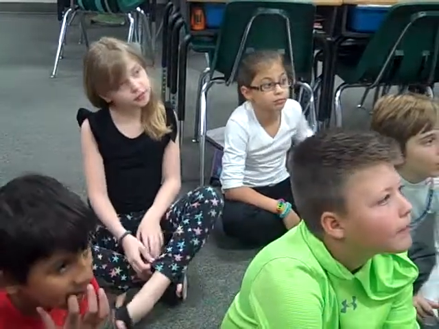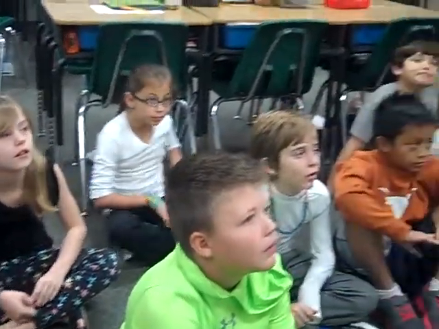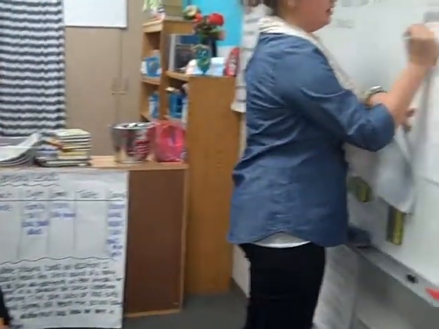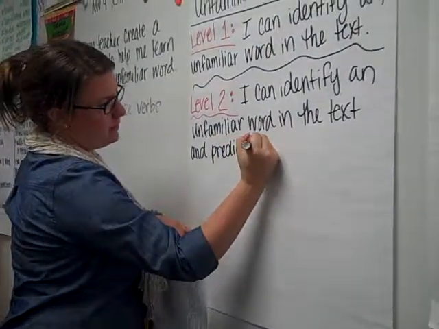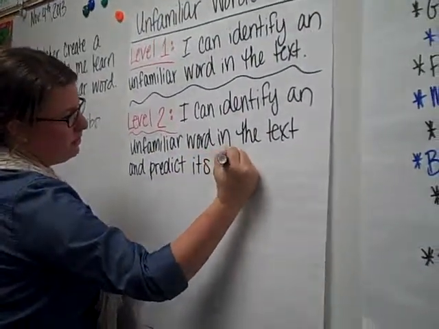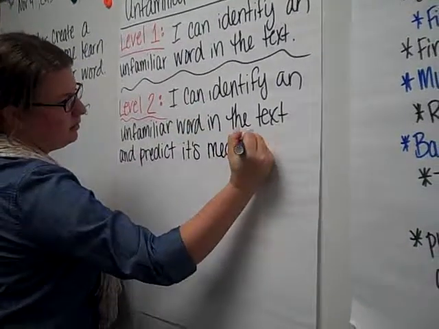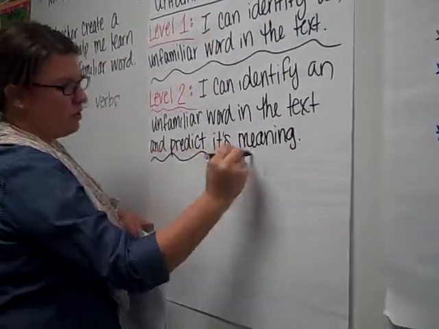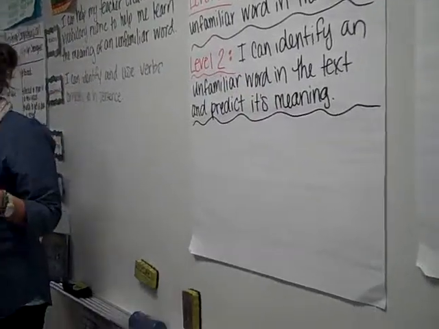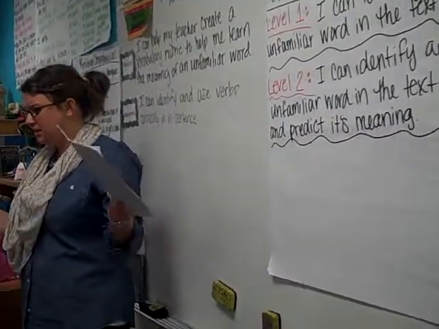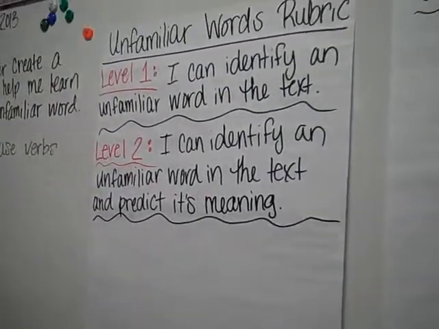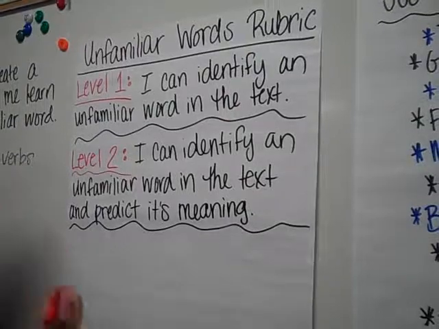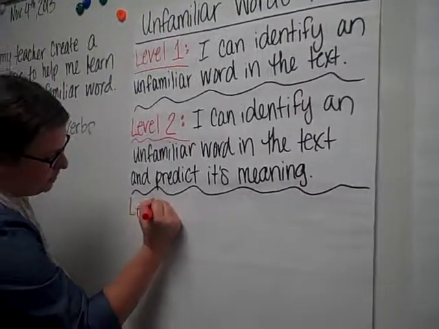So you're just guessing, or you're predicting, or inferring what the word means. So I can identify an unfamiliar word in the text and predict its meaning. So you're just writing down that unfamiliar word and thinking, I think it means this, and moving on. But to make that even further, like Connor said, for a level 3, Connor, you had no idea that you jumped up that far. Yeah.